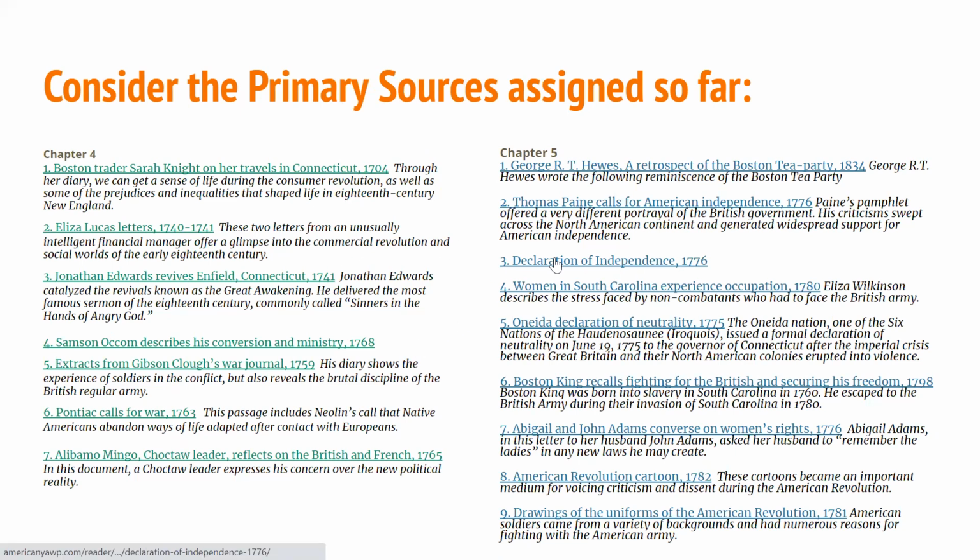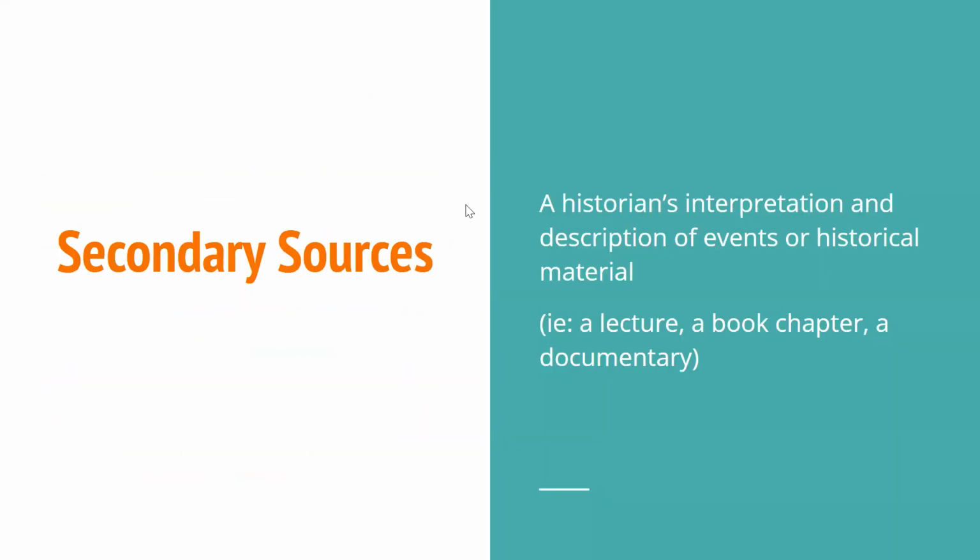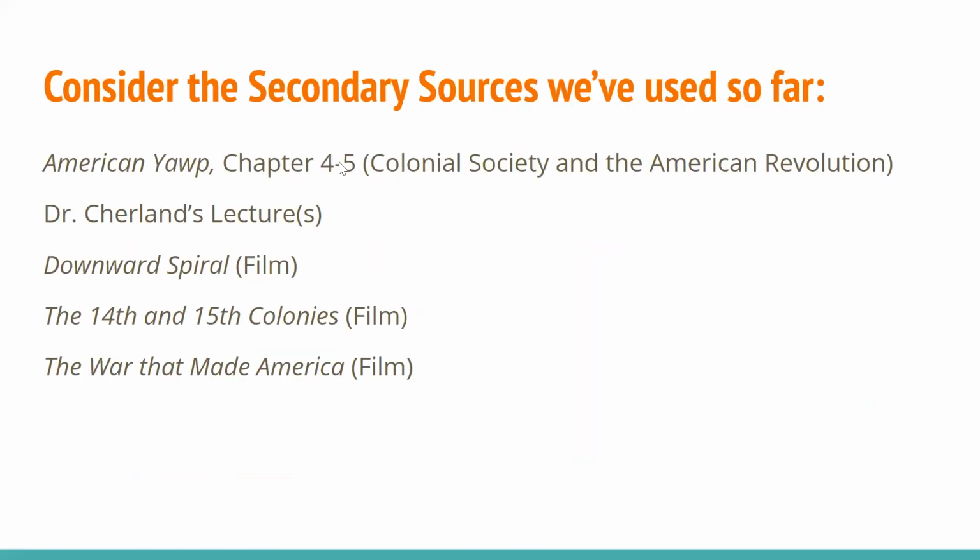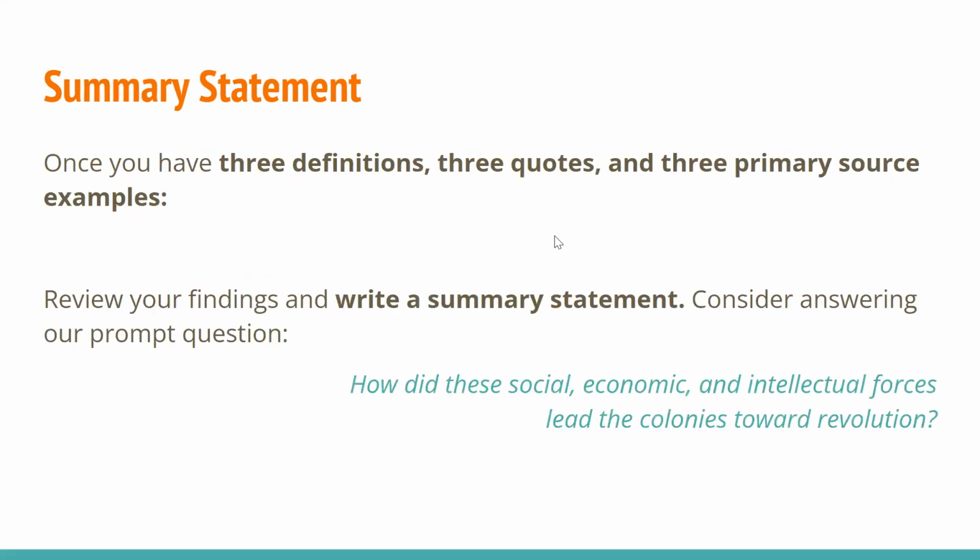One of these might be intellectual. One of these might be economic, right? One of these, like I put, was social. It depends on kind of how you're defining each of these things. A secondary source is a historian's interpretation and description of events or historical material, i.e. a lecture, book chapter, or documentary. These are the sources we've considered so far: American Yawp, my lectures, the films we've watched. You can use any of those. You can quote any of that.